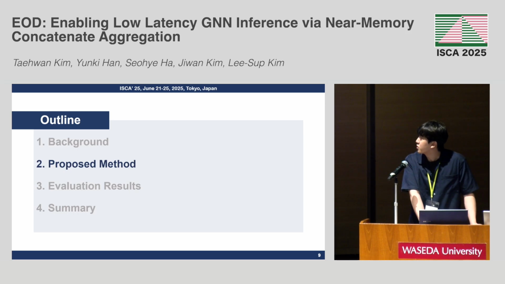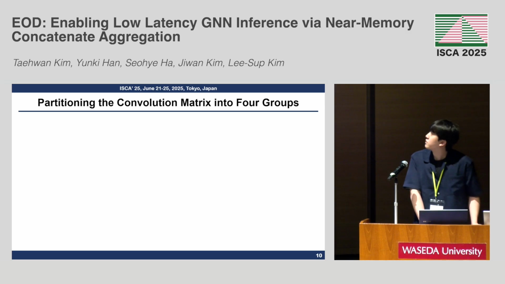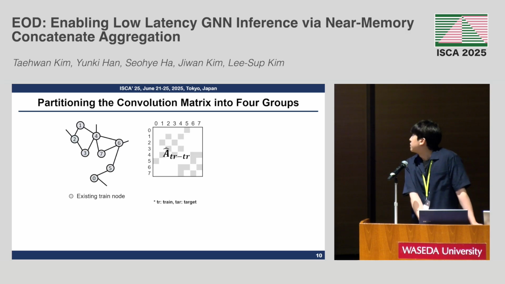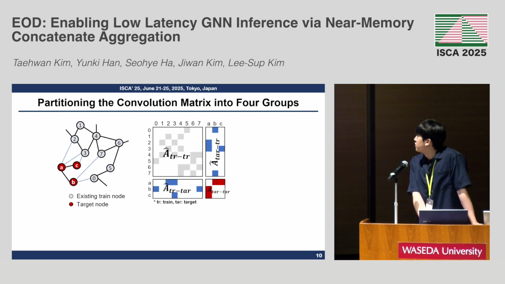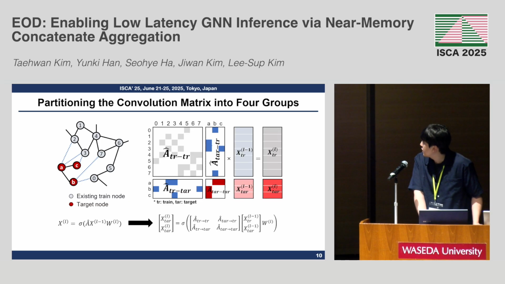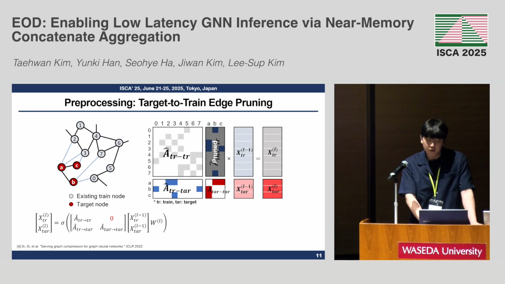Now that we've discussed the background, let me move on to the proposed method. The convolution matrix can be partitioned into four distinct regions. Specifically, these are train-to-train, target-to-target, train-to-target, and target-to-train. This structure can be formulated in a matrix form like this, and target-to-train edges are pruned.